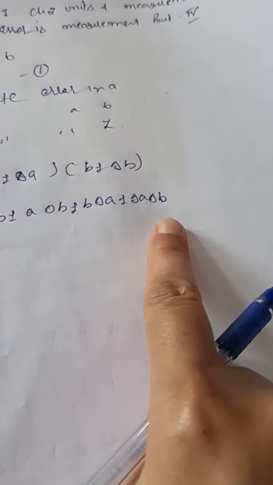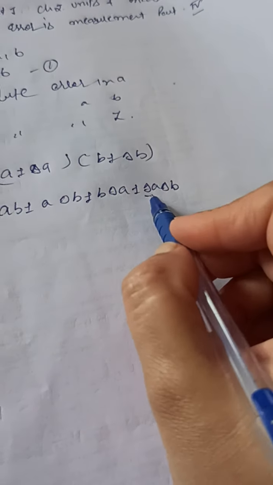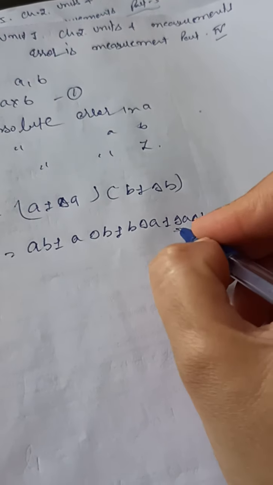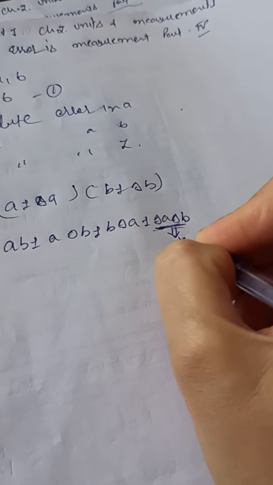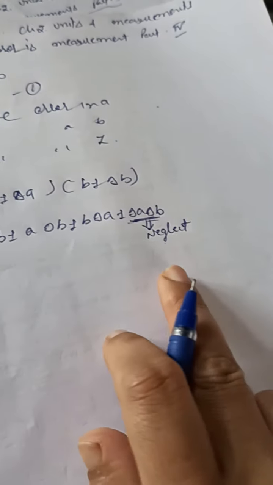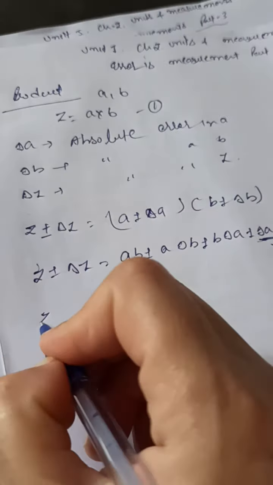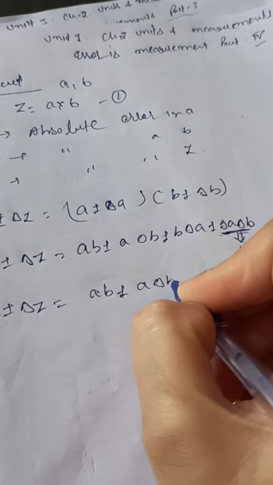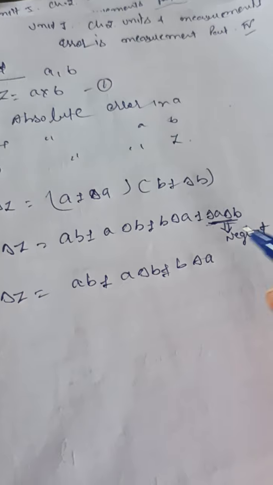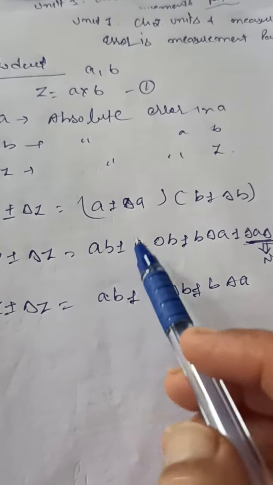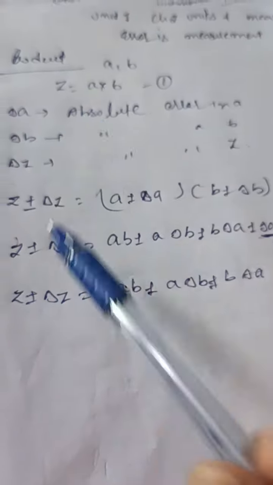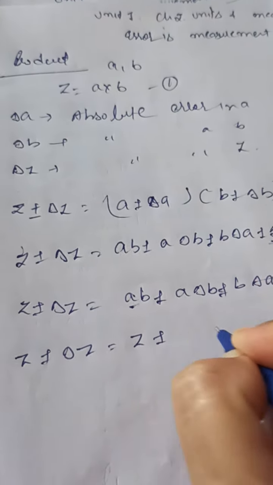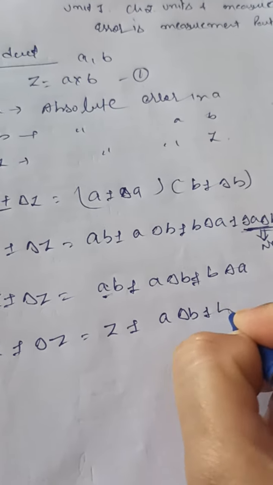Now error in any measurement is very small, and when we multiply two very small terms, the answer will also be small. So the last term we are going to neglect because it will not affect the answer so much. Now Z plus minus delta Z equals AB plus minus A delta B plus minus B delta A. Now we can put the value of AB equal to Z from equation number 1. Z plus minus delta Z equals Z plus minus A delta B plus minus B delta A.